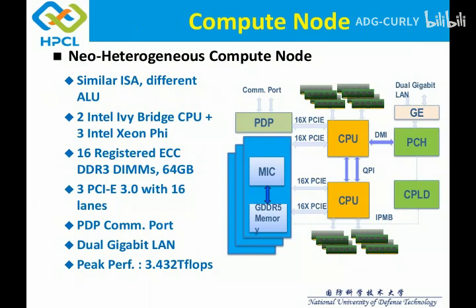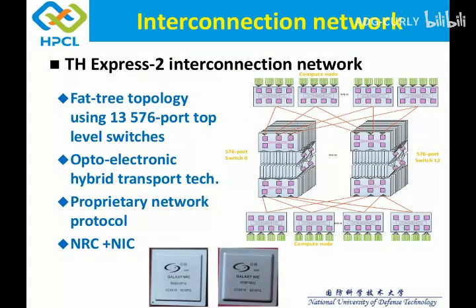Now let's look inside each node. As I mentioned, each node has 2 Intel Xeon CPUs and 3 Intel Xeon Phi many core processors. Each of these nodes has 64 gigabytes of memory, and it uses PCI 3 with 16 lanes. If you put all this together, each of these nodes has about 3.4 teraflops of performance. And then we have 16,000 of these nodes. So that's for the processing.